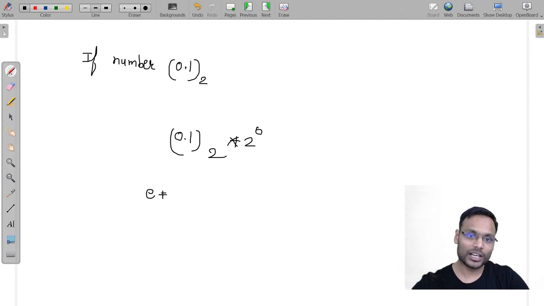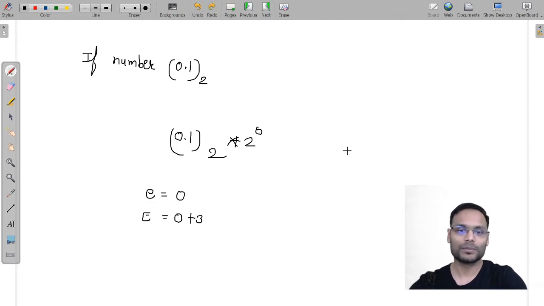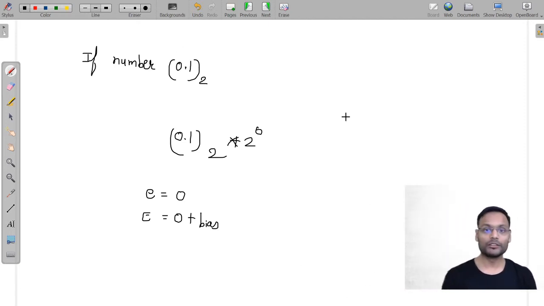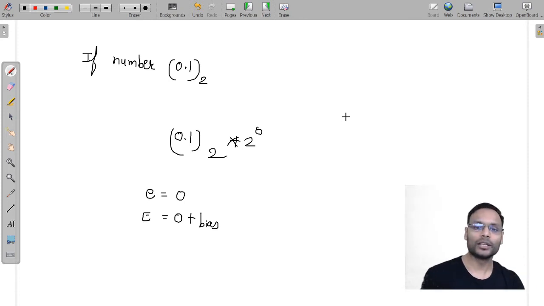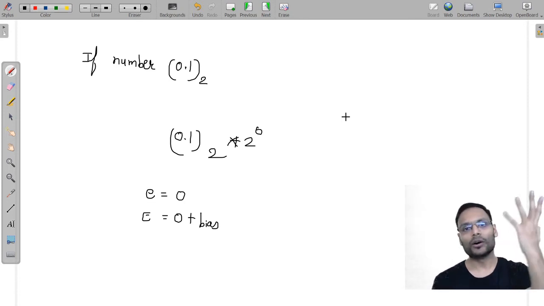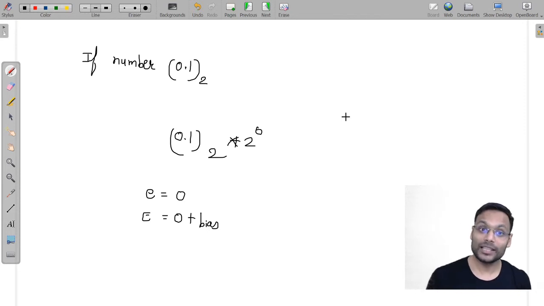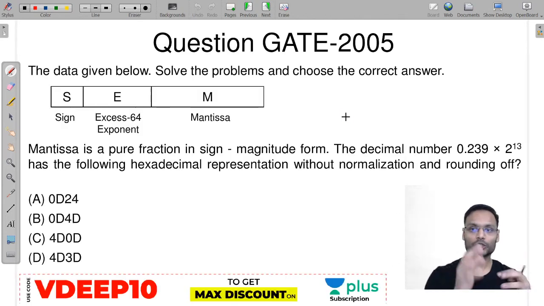So what is the original exponent I am getting? 0. So you can store capital E is equal to 0 plus 32, or 0 plus bias. Do it like this and go for it. It's very simple, no confusion. If there is no exponent you are getting, then what you can go for is 2 power 0. Original exponent 0, stored exponent plus bias. Simple. Let's solve the question.